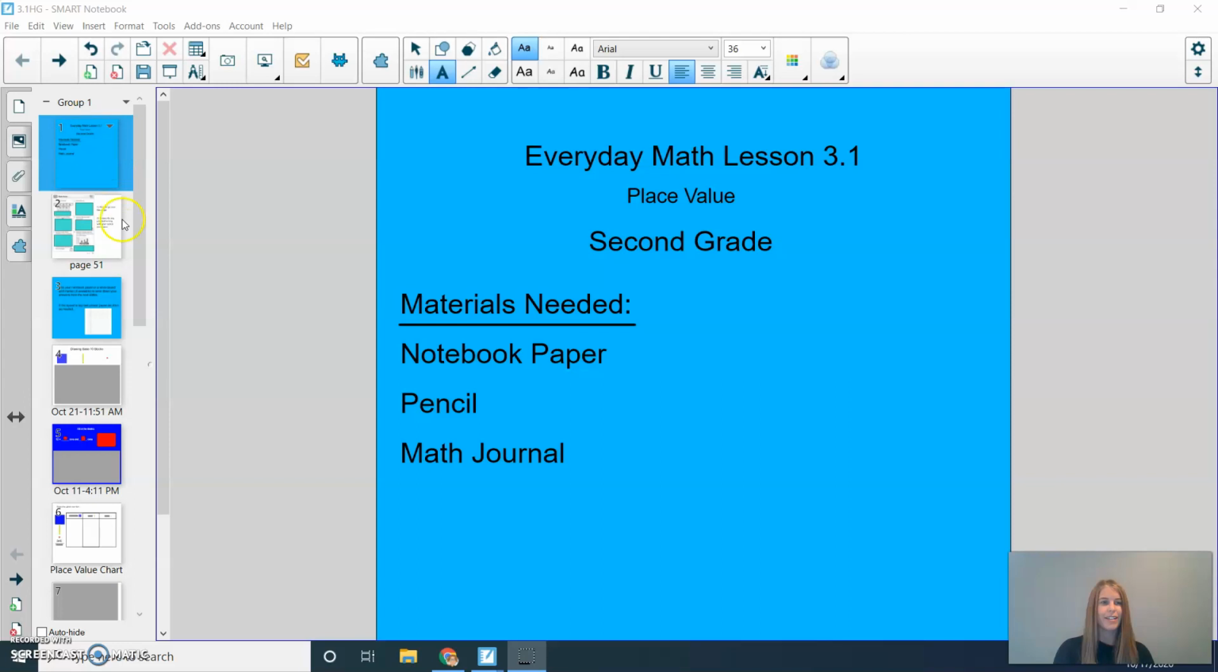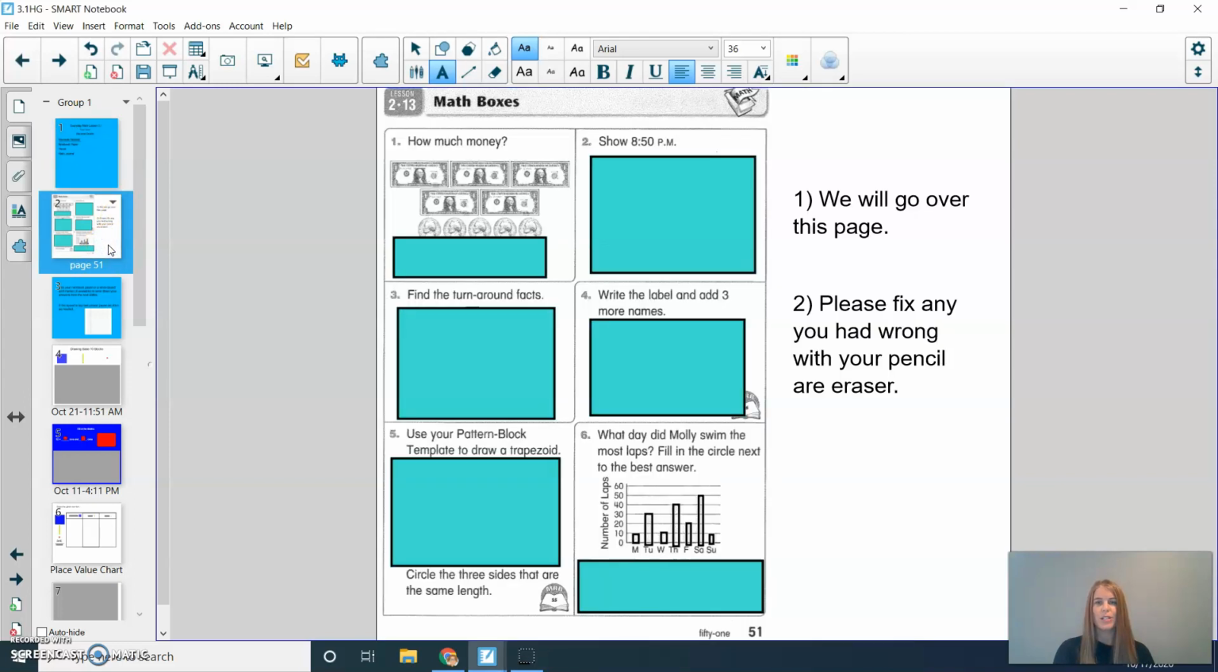Let's get started. The first thing that we're going to do is go over our math box page from the previous lesson. So if you can open up your math journal to page 51, if you notice that you have any mistakes, please fix those with your pencil and eraser.